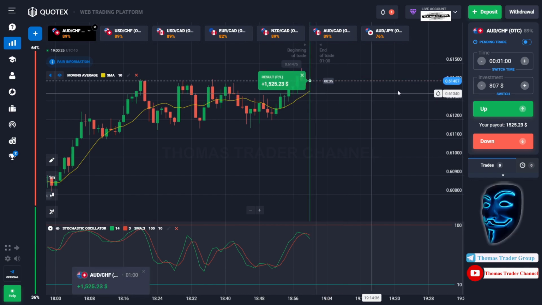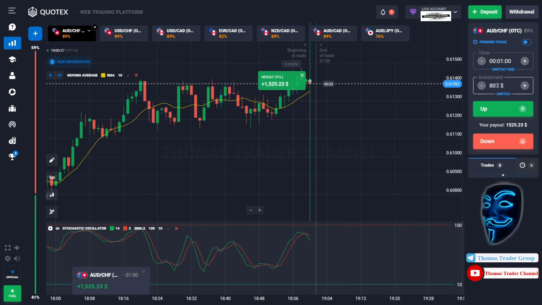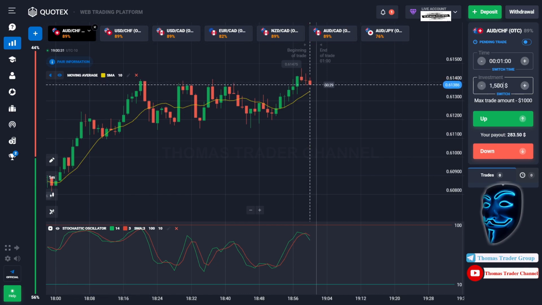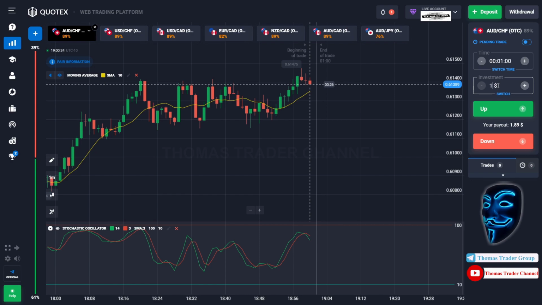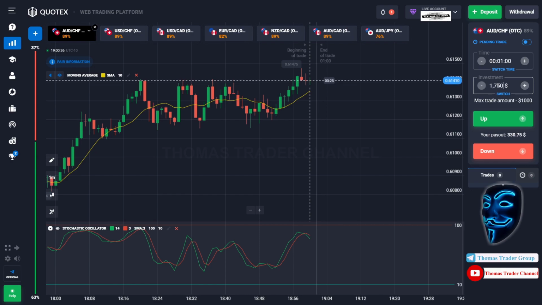We made a right prediction over here. We made a profit of $1,500. Since the match trade amount is only $1,000, let's divide it into two. We will open two positions of $750 in the next open position.